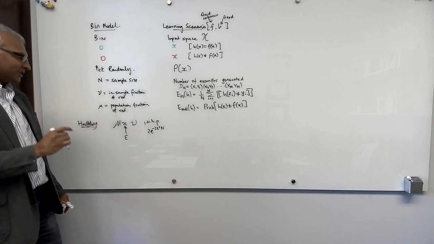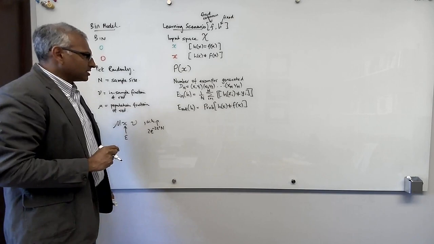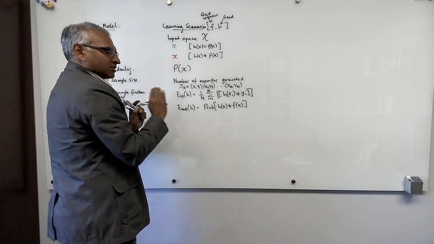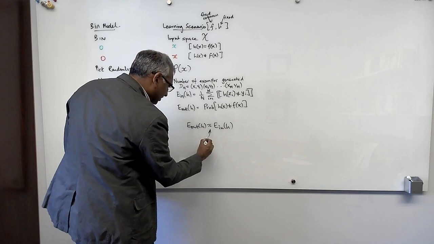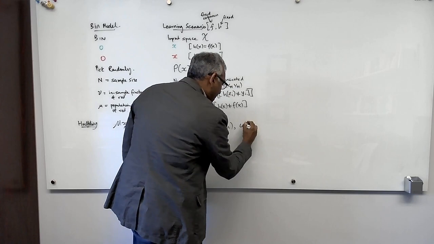And similarly, in the learning scenario, borrowing this result into this scenario, Hoeffding says that E_out of h is approximately equal to E_in of h. Nice. The epsilon comes in here in defining what it means to be approximately equal, and again, not for sure, so with high probability. Okay, so that's good. But there is a problem.